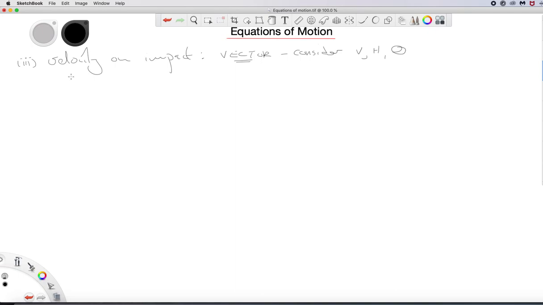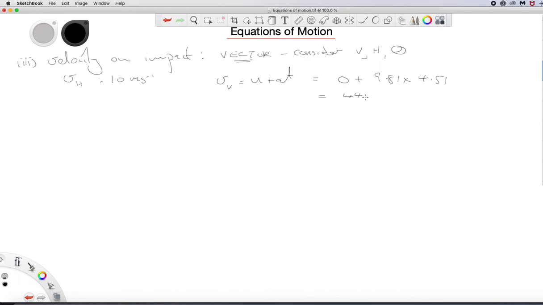So horizontal velocity, well, that is 10 meters per second, it always was. There's no acceleration horizontally. The vertical velocity is u plus at, of course, which is 0 plus 9.81 times 4.5. So, well, 4.51 actually it was. So that gives us a vertical velocity of 44.3 meters per second.